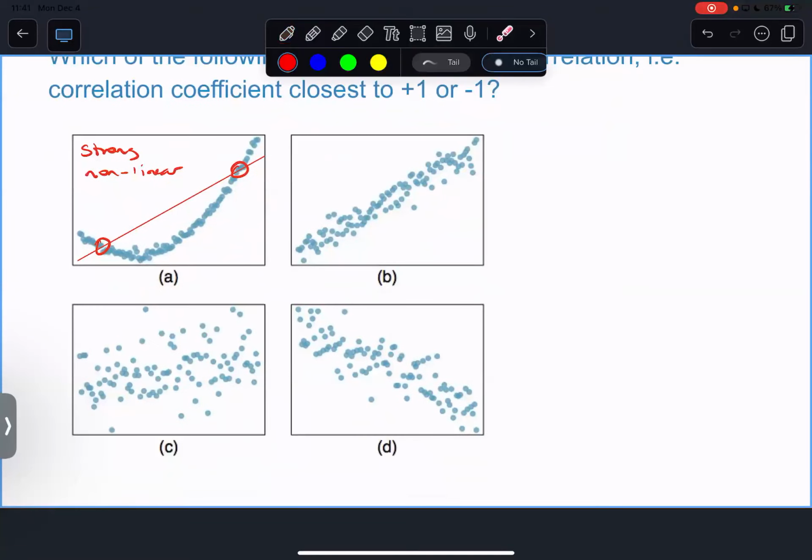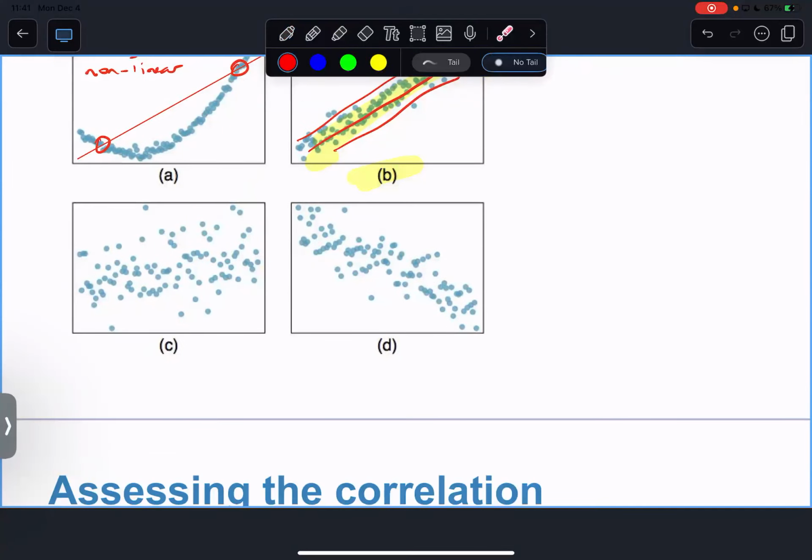Whereas out of these remaining 3, this one has the strongest relationship. And then if I had to rank them, no one asked me to, I guess, I would go for D, and then I would go for C, because if I squint, I could maybe talk myself into a relationship in C.